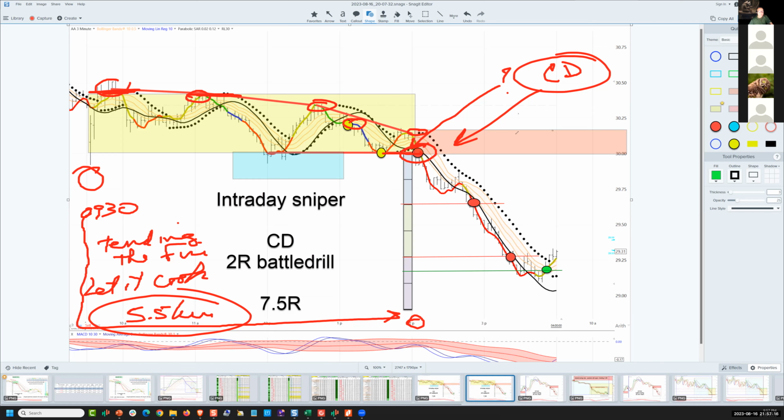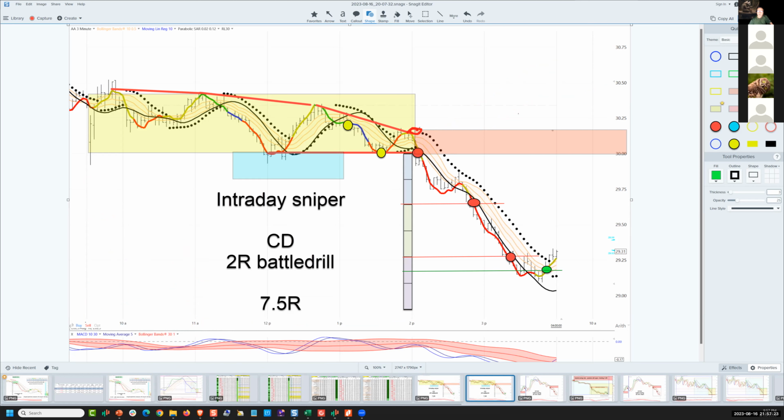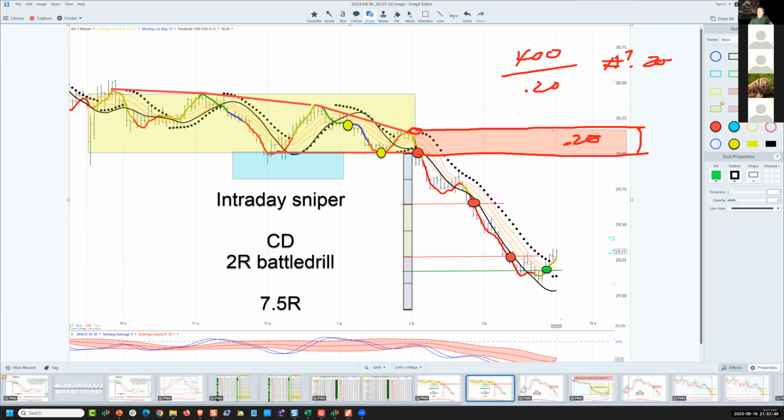Enter dispassionately. There's my standard execution risk. That's 20 cents in Alcoa. If I'm risking $400 on a 20 cent per share risk, how many shares of Alcoa could I buy up to? 2,000. Correct.